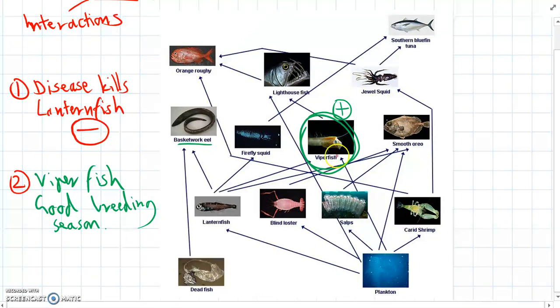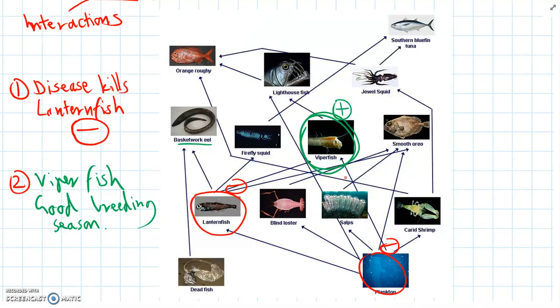So firstly, if there are lots more viperfish, the things that the viperfish eats will reduce in number. So the lanternfish will go down, and the plankton will go down, because they're the two things the viperfish eats. And then we'll look above the viperfish too. So if there are lots of viperfish now, suddenly the lighthouse fish, which eats the viperfish, it will have lots more food, and its numbers will probably increase in the ecosystem.